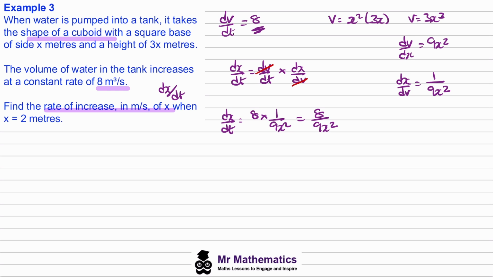And we're told here that x equals 2. So we'll substitute 2 into this. So dx by dt will be 8 over 9 lots of 2 squared. So we get 8 over 36. We can simplify this, we'll divide both by 4, and we get 2/9 meters per second. Okay, so this is the rate of change of x over time, when x is 2 meters.